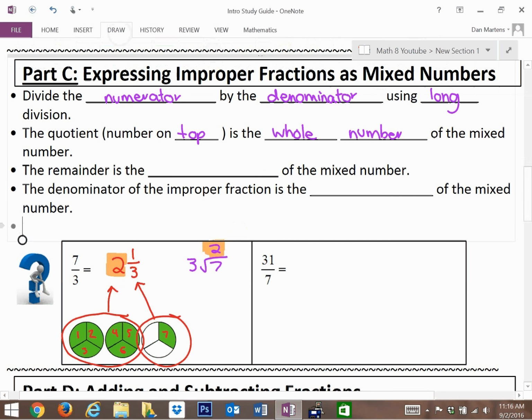Next, we're going to continue with our long division. The remainder is the numerator of the mixed number. So if you look at the long division here, 2 times 3 is 6, and the remainder is 1. So that remainder tells us what's remaining. If 3 goes into 7 2 times, there's 1 remaining. What you'll notice here is that that 1 is the remainder, or in other words, the numerator of the fraction.